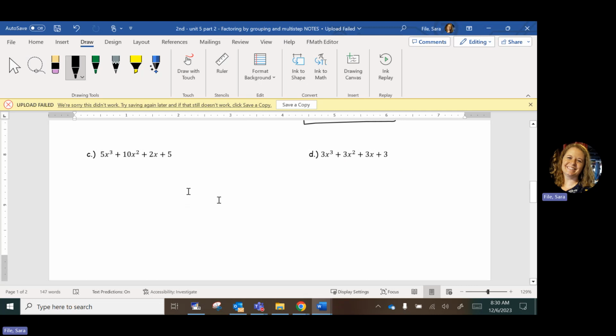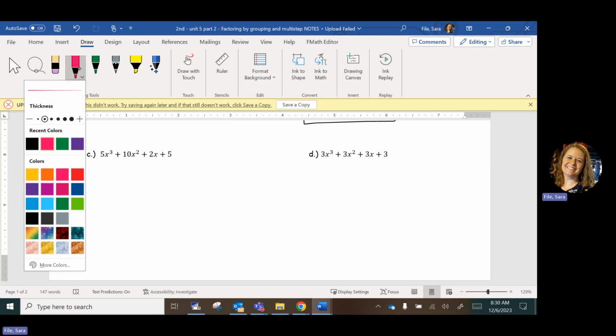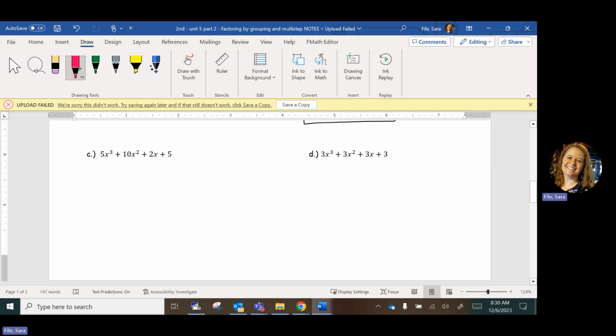All right. Let's try C. In C, is there a GCF that I can pull out? There's not. So I'm going to try grouping. Now, you may ask, how do I know if I need to rearrange or something? This is already in standard form. So you see x cubed, x squared, x, and then your constant, right? So it's good to go.